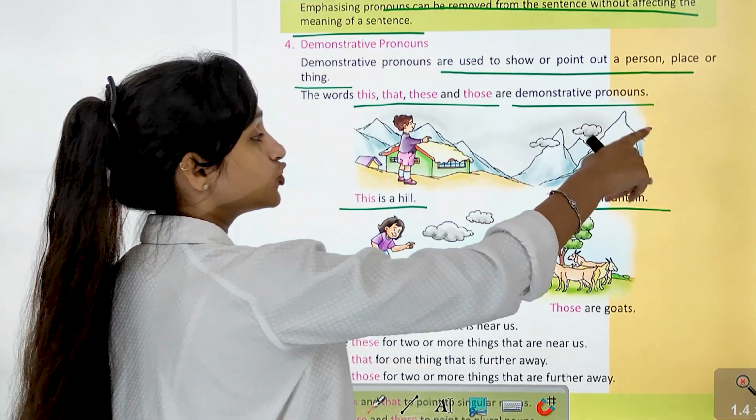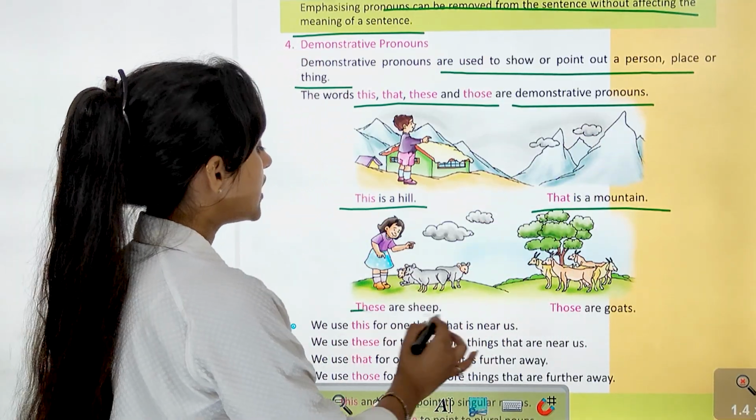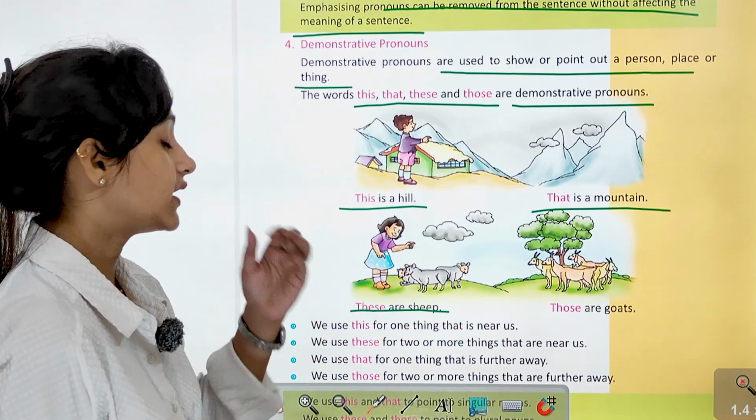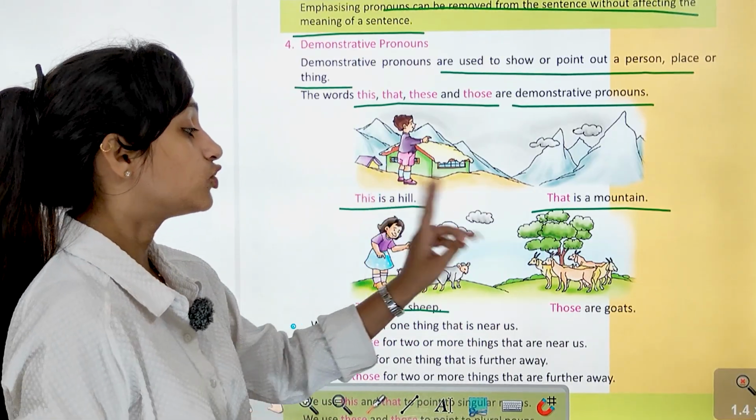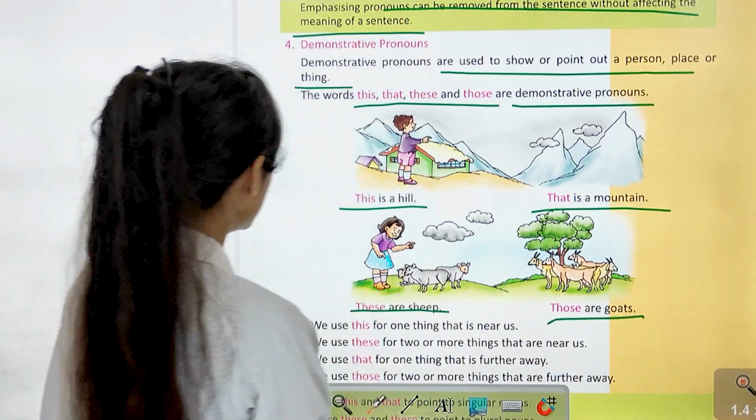That is a mountain. जो दूर है वो उसे कह सकता है वो mountain है क्योंकि वो दूर है. These are sheep. जो उसके पास है she can say these are sheep. And those are goats क्योंकि वो सिर्फ दूर हैं. So she has used those for them.